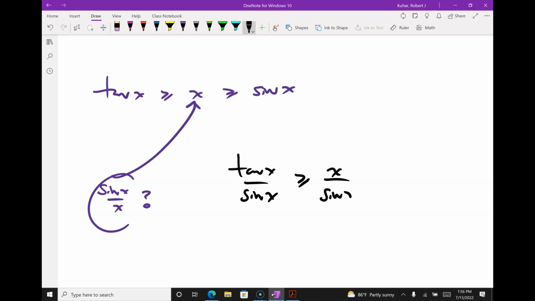So I get tan of x over sine of x is greater than or equal to x over sine of x is greater than or equal to sine of x over sine of x. What happens? The right-hand side is 1. Left-hand side? 1 over cosine, because the sine upstairs gets canceled with the sine downstairs, so I'm left with that cosine downstairs. Everyone agree?